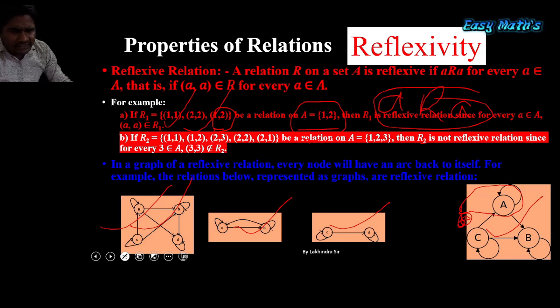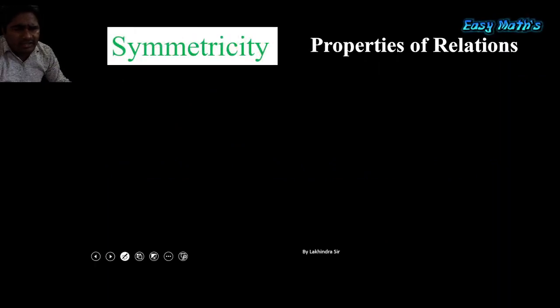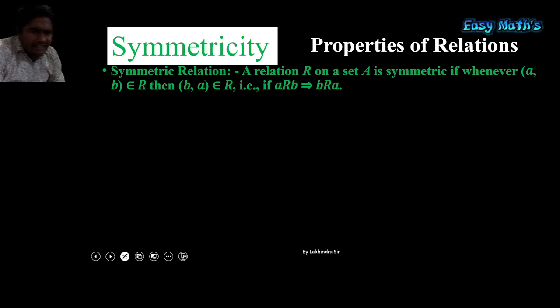Next property we have is symmetricity, or symmetric property. The symmetric property is exactly that when element A is making a relation with B, then B must also be related to A. That type of relation is said to be a symmetric relation. Now here are some examples.